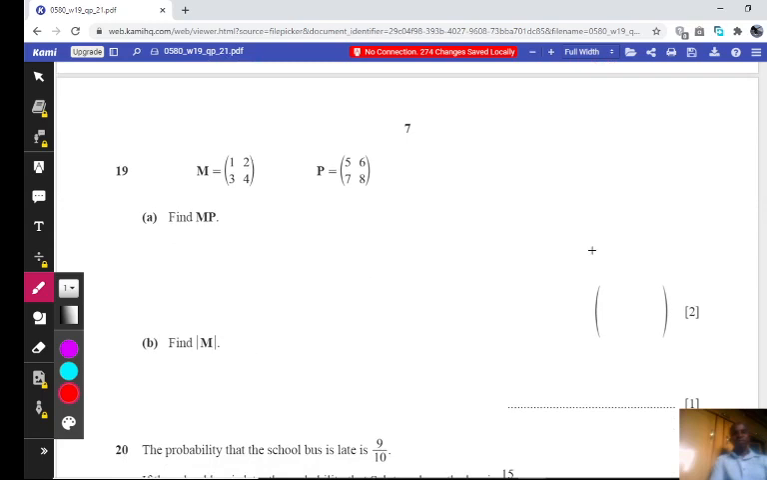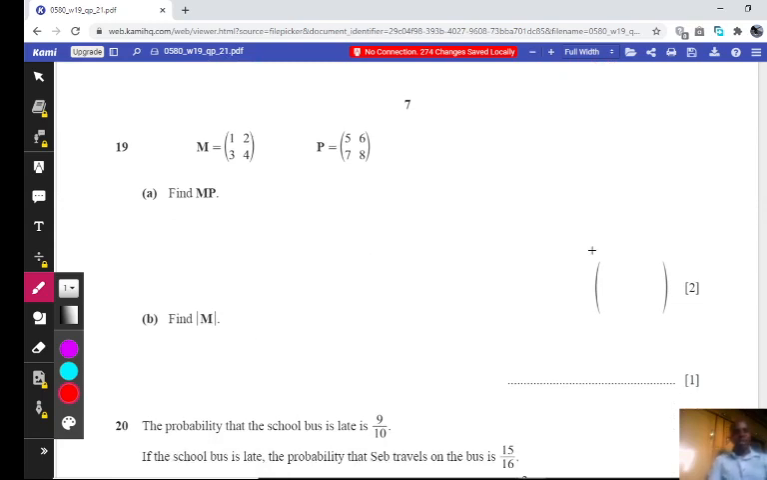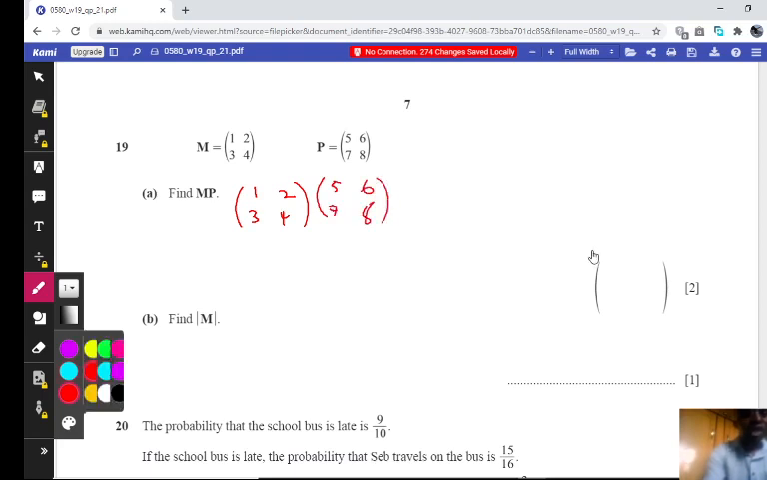Question number 19. Find MP, which is the product of the two matrices. First write M: 1, 2, 3, 4. Then your P: 5, 6, 7, 8. When multiplying matrices, you say row in the first matrix times column in the second matrix. So here let's multiply.